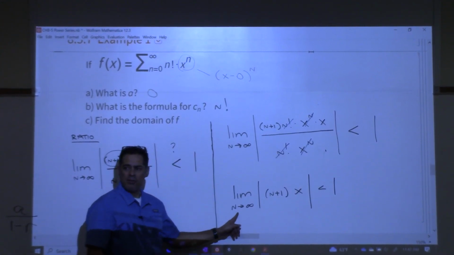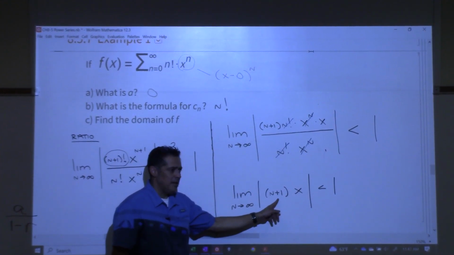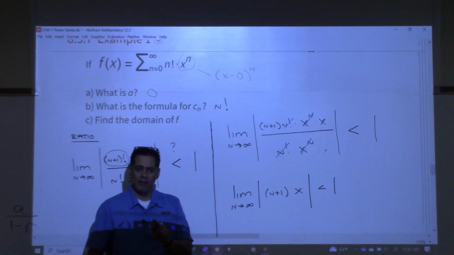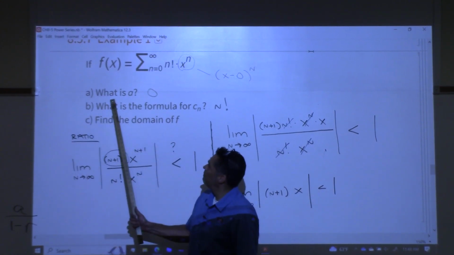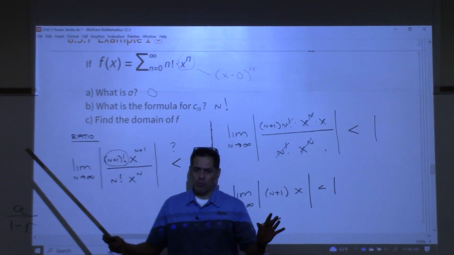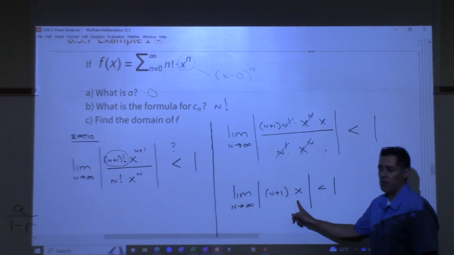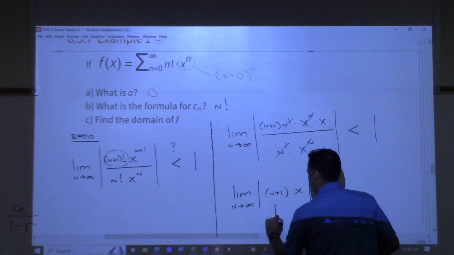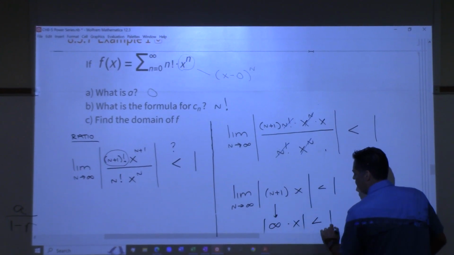What happens when n goes to infinity here? This goes to infinity, right? Is that going to be less than 1? No, right? Unless x is what? 0. X is 0, right? But what did we say a was? 0. Didn't we say all series will converge when x is a? Yeah. So this will converge if x is 0, right? But otherwise it will diverge, right? Because this is going to go to infinity times x. If I take that absolute value, that's not going to stay less than 1.